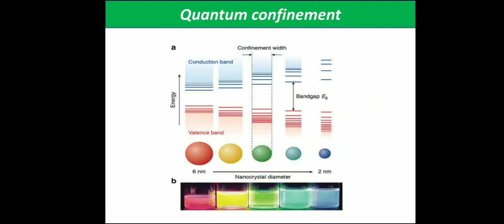So, the band gap increases as the size of the nanostructure decreases. The energy levels become discrete by reducing size. The color of photoluminescence changes from red to blue as the quantum dot diameter is reduced from 6 to 2 nanometers.